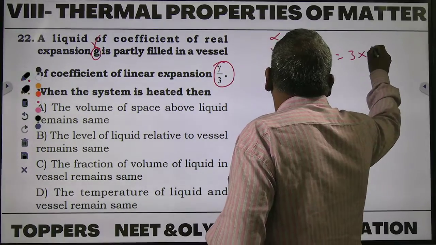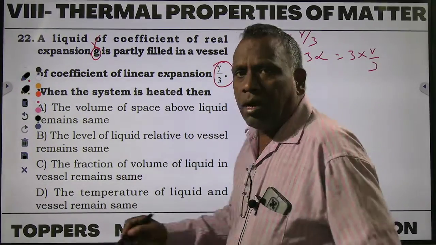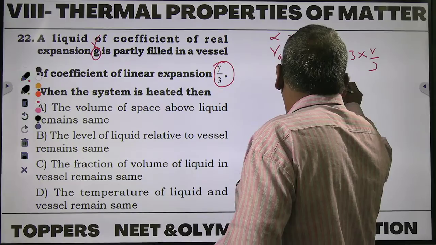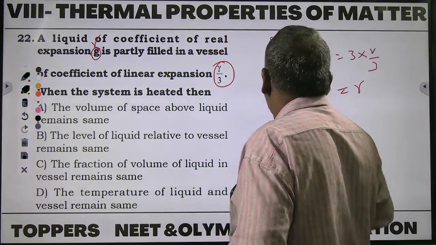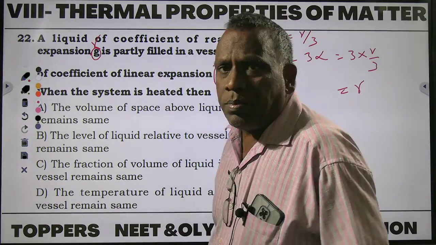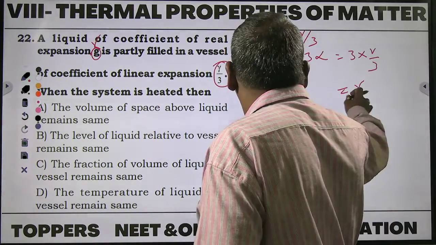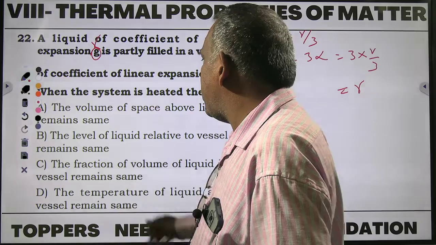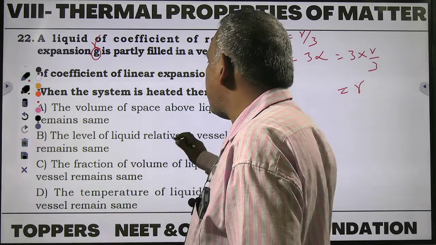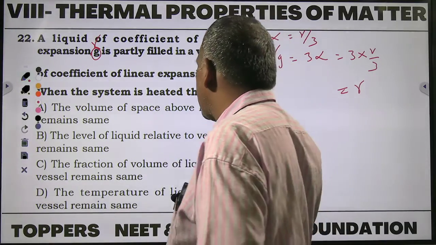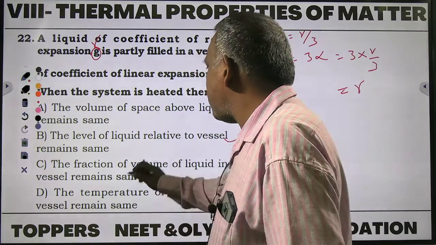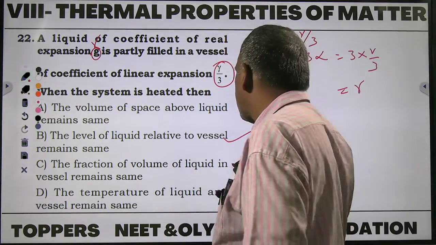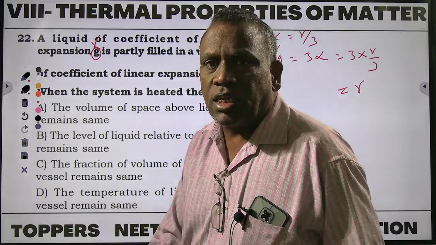So 3 into gamma by 3, it means that it is also gamma. The liquid expansion is gamma and the container expansion is gamma. That's why, if you observe carefully, the level of the liquid relative to the vessel remains the same. This option is correct. The fraction of the volume of the liquid in the vessel remains the same. These two options are correct.